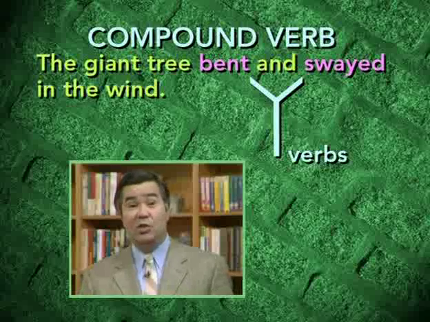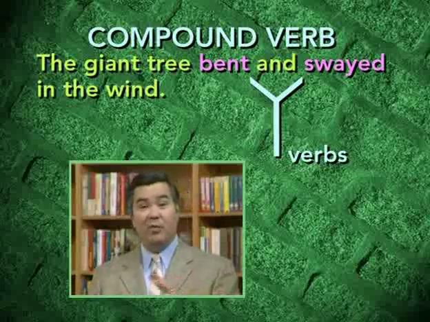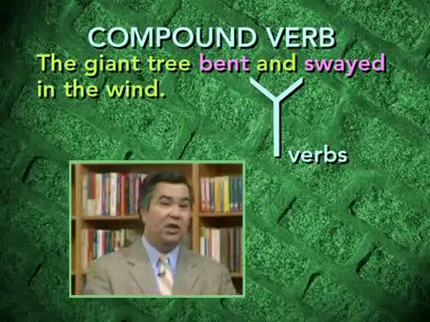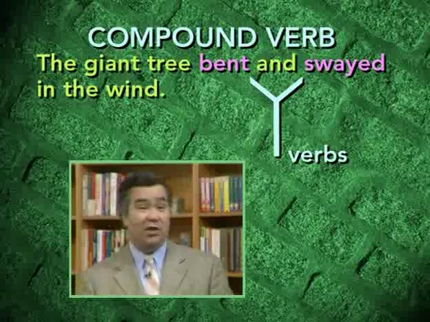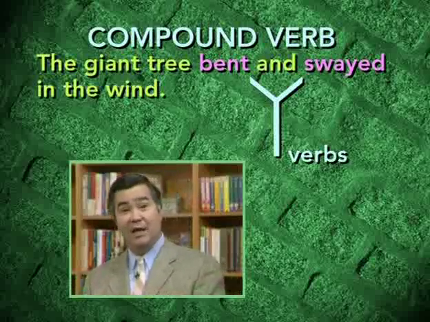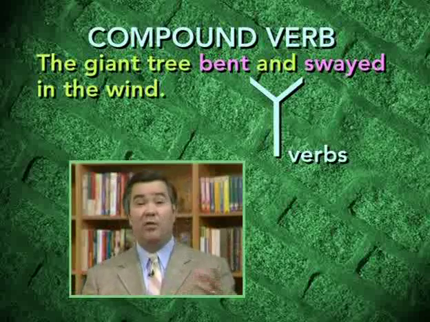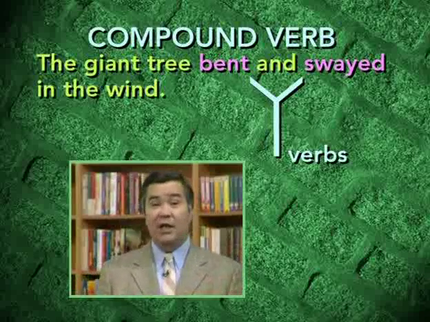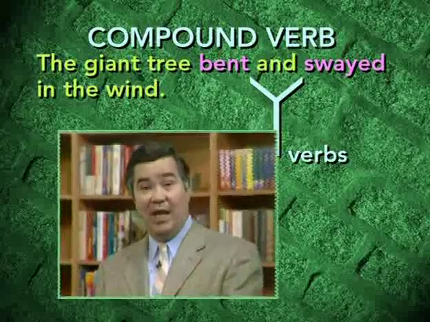So in this sentence, we have a compound verb. That is, two verbs joined by the word and, both of which describe what the subject is doing. So the heart of this sentence is tree bent and swayed. And the other words in the sentence are there to give us more information about what kind of tree it was and how and when the tree bent and swayed.